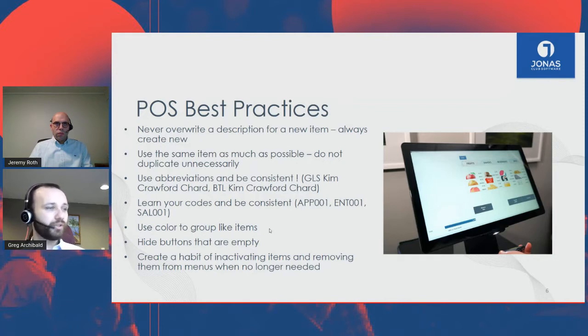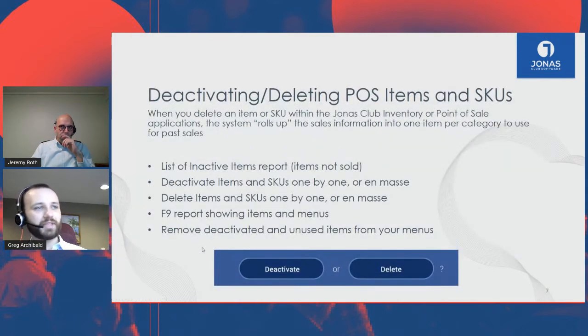So use color to group like items on your menus, which makes it much easier for your staff. Hide buttons that are empty. And then we'll get into this one right now. Create a habit of inactivating items and removing them from your menus. So that brings up a really good point. Deactivating or inactivating items, what does that mean? Let's talk a little bit about that.